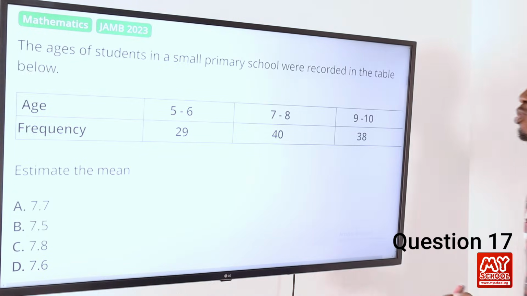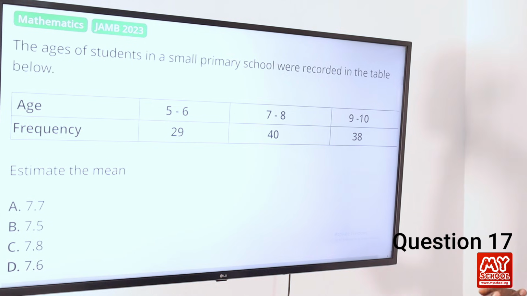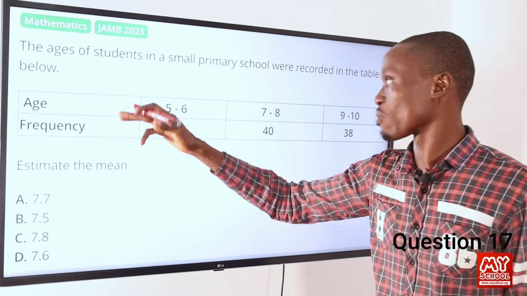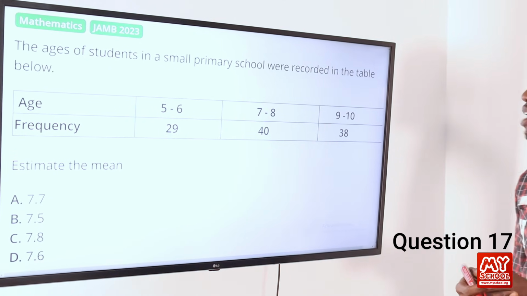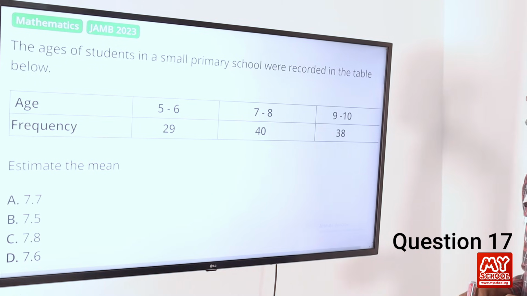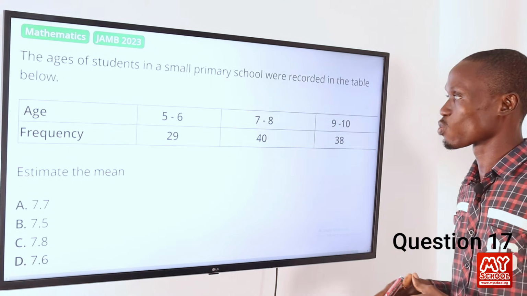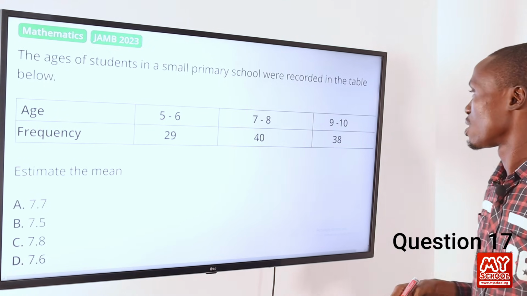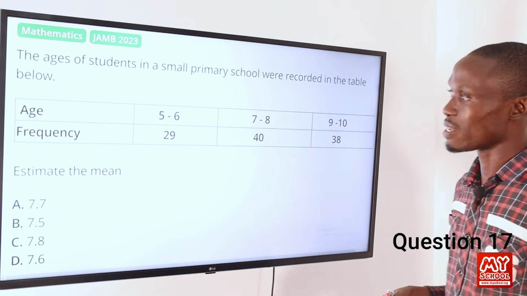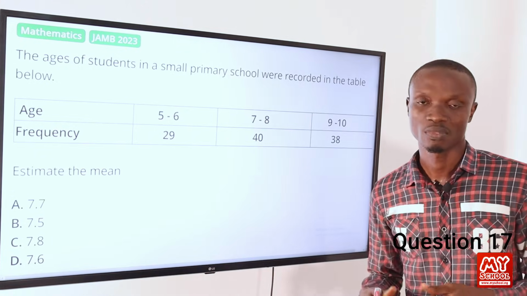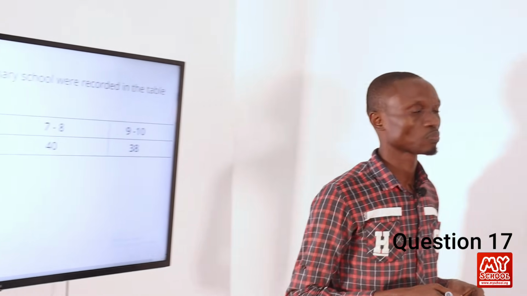The ages of students in a primary school were recorded in the table below. So we have age and we have frequency. For age, we have 5 to 6, 7 to 8, 9 to 10. Then for frequency, we have 29, 40, 38. Estimate the mean.